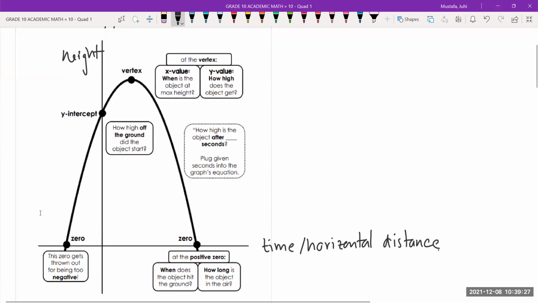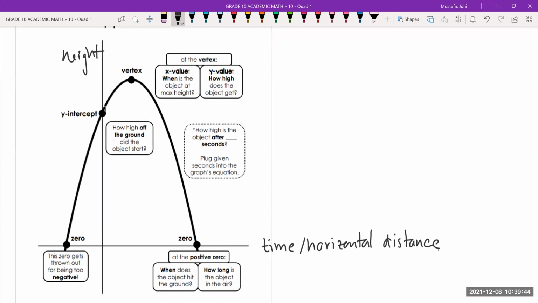A couple of things: if we're talking about time, anything on this part of the graph will not count because it's negative. You can't have a negative time. You also can't have a negative horizontal distance. So really, we only look at the positive section of the graph.